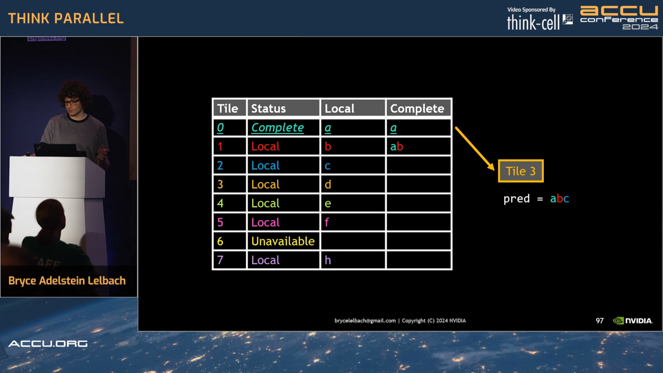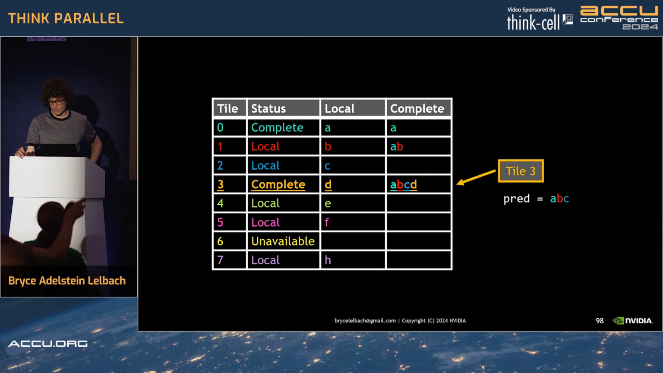Finally, we look at tile 0, whose state is complete. So we add this complete prefix to our predecessor prefix, and we finish. We would have finished here anyway because we're at tile 0. There's no tile before it, so we would be done at this point. Tile 0 is also always either unavailable or complete. It never becomes local. Next, we compute our complete prefix by summing the predecessor prefix and our local prefix. Then we write it to our descriptor, and we set our state for this tile 3 to complete.